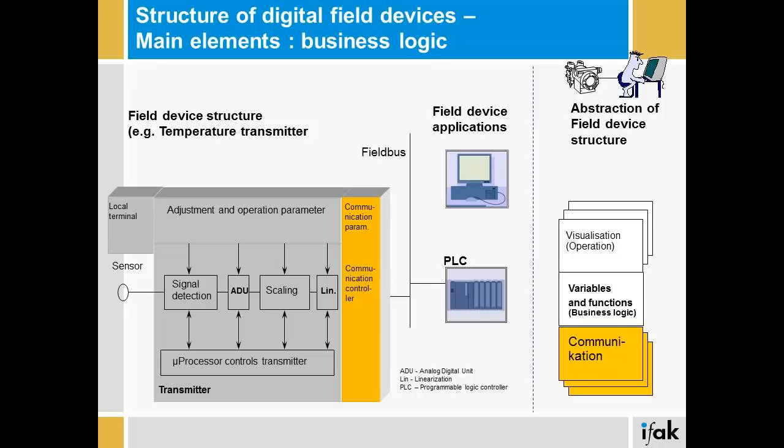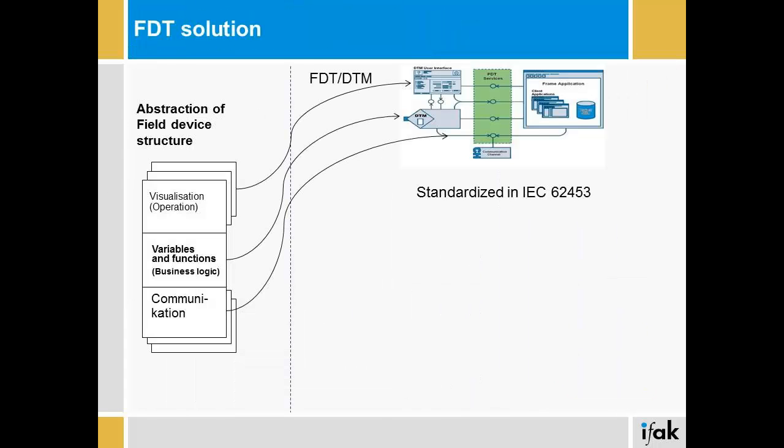Now we want to have a look at our three technologies: EDD, FDT and FDI. First we speak about FDT, and FDT is an interface specification where the main component, which is a representation of the device proxy, is called the DTM, a device type manager. This device type manager represents the functions and the variables, that means the business logic mainly.